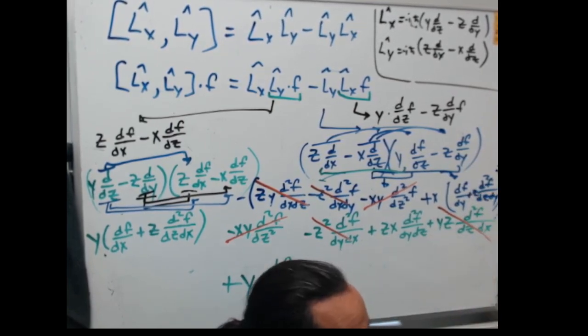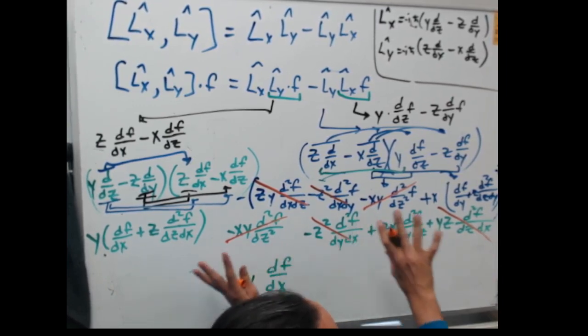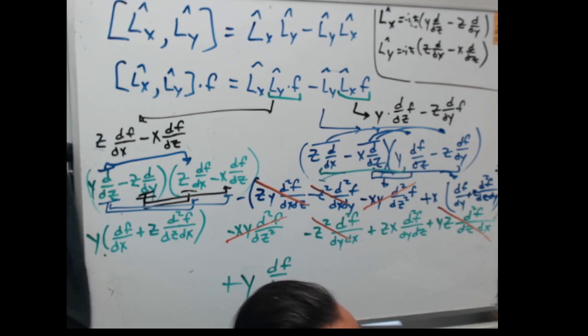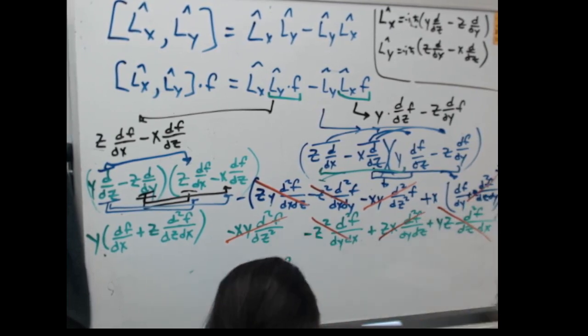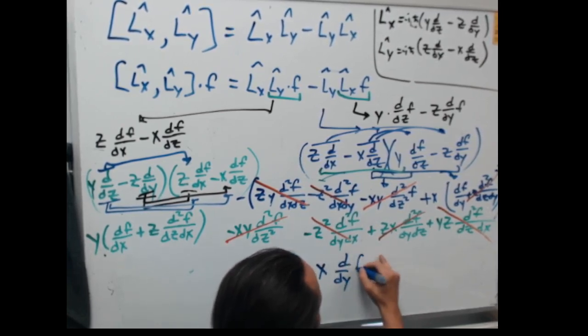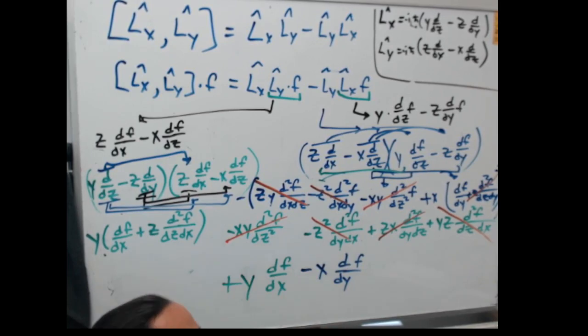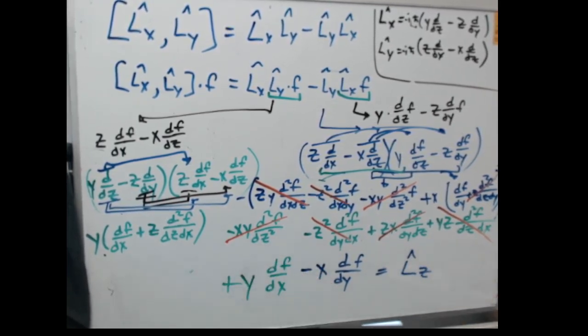So the commutative problem on the quiz, it's a lot simpler than this, right? But this is one of the most complicated commutative problems I could do. But it comes out really cool. So we end up with y d by dx and negative x d by dy. That's the answer. Which happens to be LZ. Ta-da.